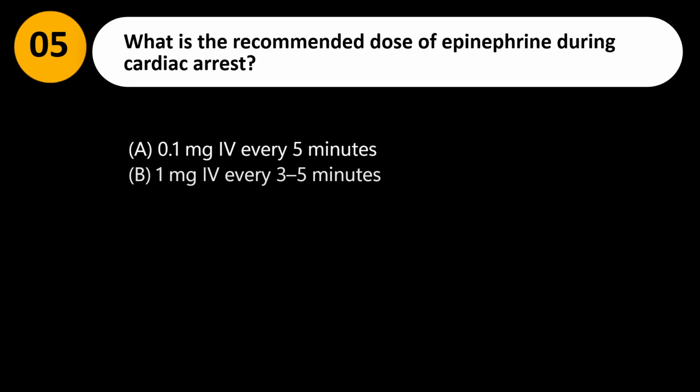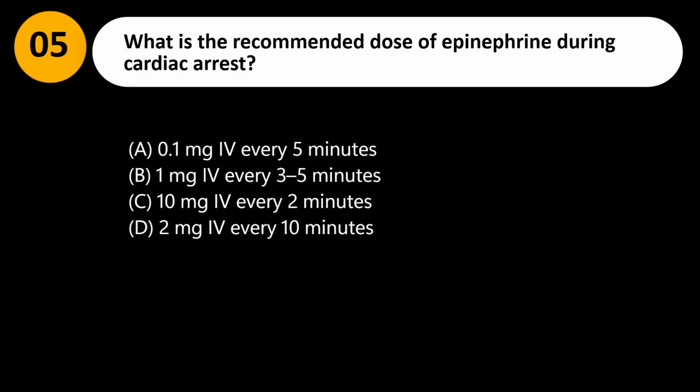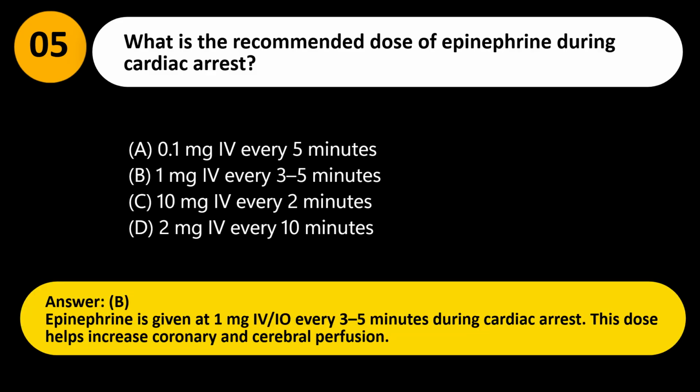What is the recommended dose of epinephrine during cardiac arrest? A. 0.1 mg every 5 minutes. B. 1 mg every 3 to 5 minutes. C. 10 mg every 2 minutes. D. 2 mg every 10 minutes. Answer, B. Epinephrine is given at 1 mg IV/IO every 3 to 5 minutes during cardiac arrest. This dose helps increase coronary and cerebral perfusion.